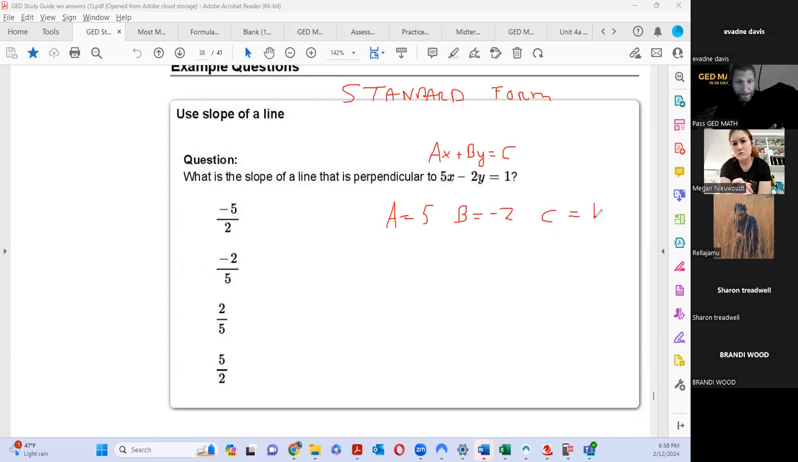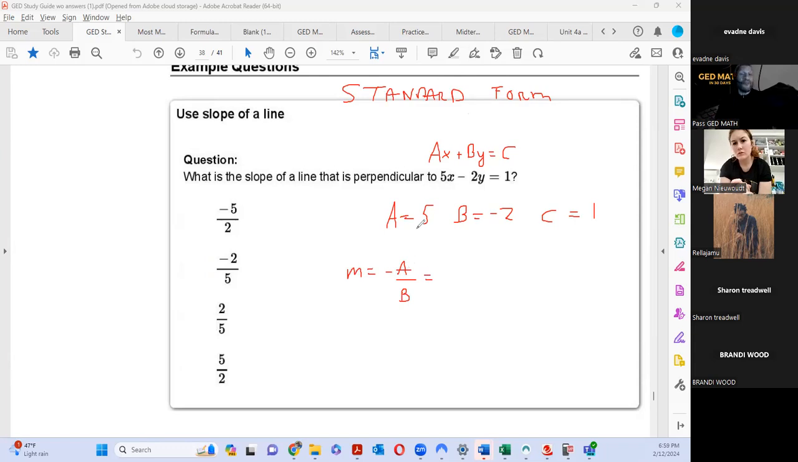Everybody good? Now, I'm going to give you the easy way to find the slope of this line. You probably haven't seen this. To find the slope, you take the opposite of A and put it over B.